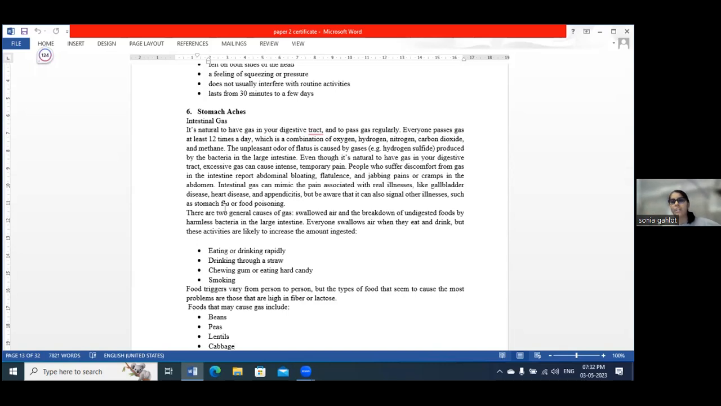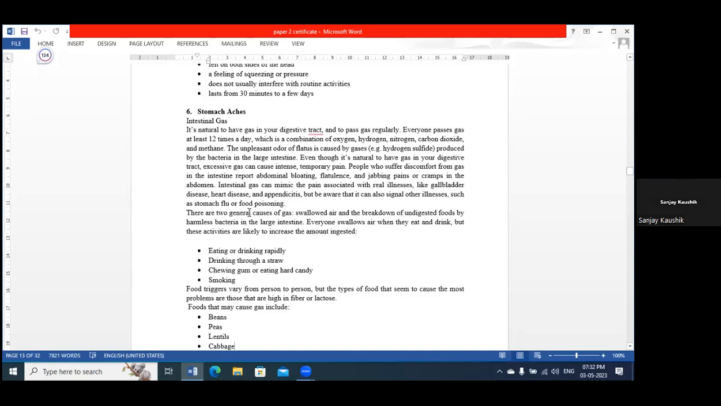So that is a combination of your hydrogen, your oxygen, the nitrogen, your carbon dioxide and methane and so on. So what happens when that passage of gases doesn't take place? That gas has to stimulate within your stomach, leading to pain. And not only leading to pain in your stomach, but also that gas reaches to your head and your head also starts to pain because of your stomach gases.